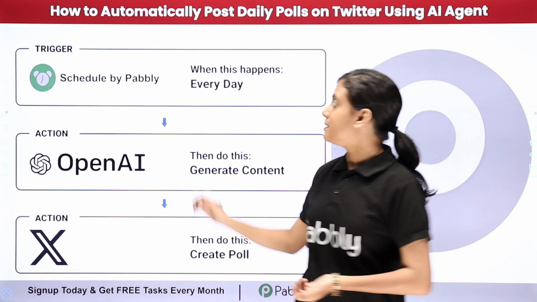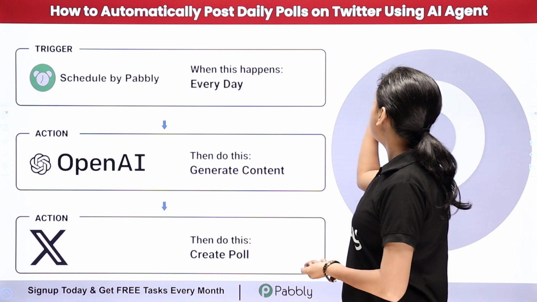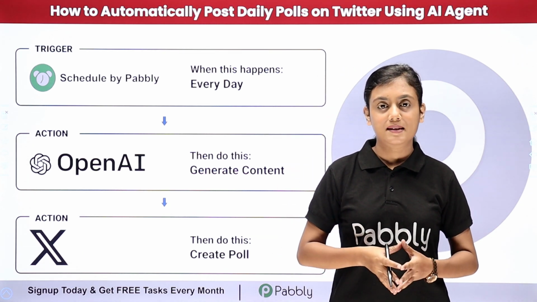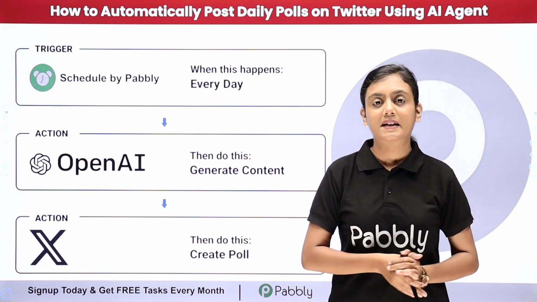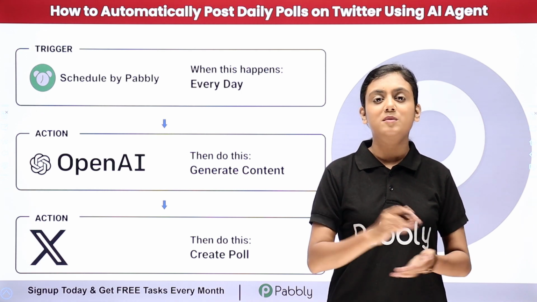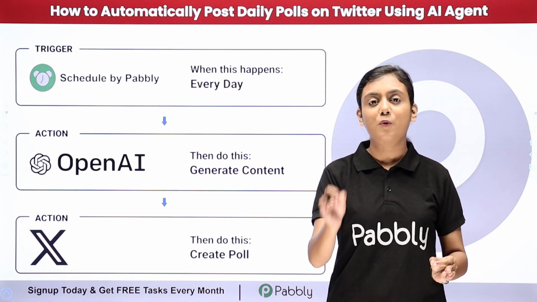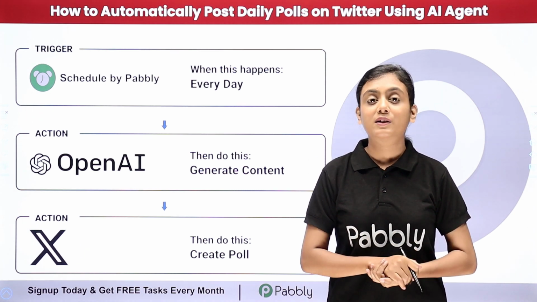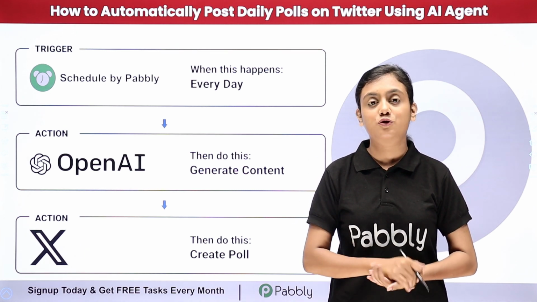In this video, we're going to learn how to automatically post daily polls on Twitter using AI agent. So I'm an owner of a fashion apparel store and I have a wider audience connected to me on my X account, that is formerly Twitter. Now to create more customer engagement, I like to post polls on a daily basis on my Twitter account so that I can know the ideas of my customers related to fashion.